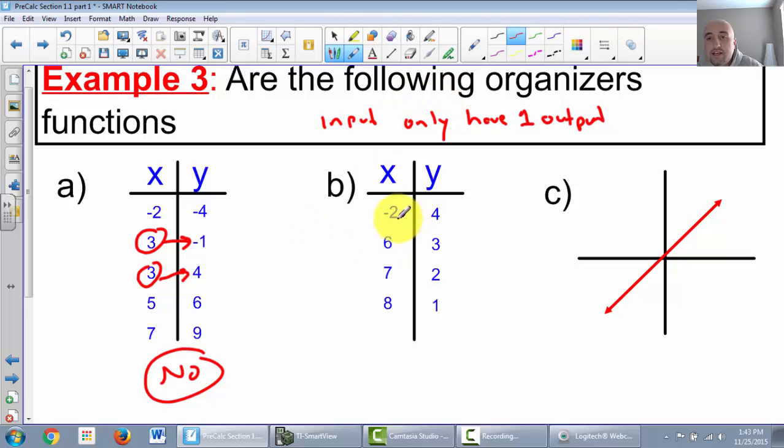All right, let's look at B. Does every input have only one output? -2 goes to 4, 6 goes to 3, 7 goes to 2, 8 goes to 1. Does every input have only one output? Yes. So it is a function.